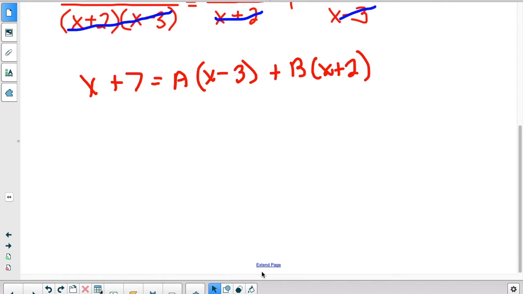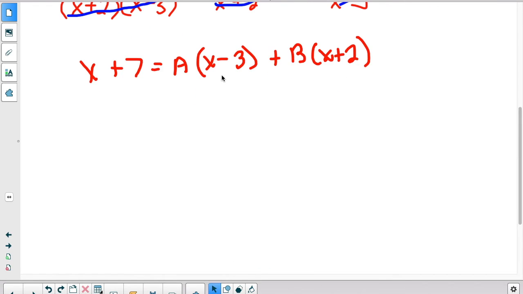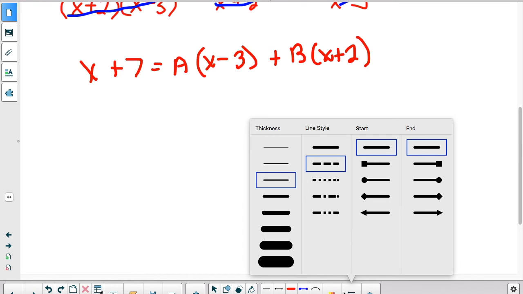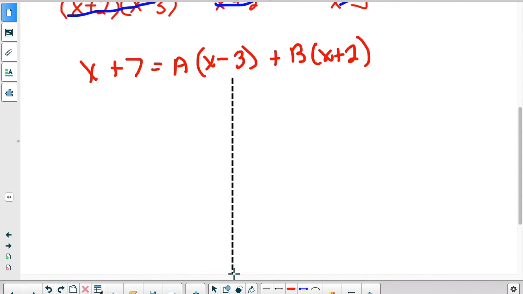Now at this point, you might be very tempted to go on and multiply these out: a times x, a times 3, b times x, b times 2. But at this point, we're going to leave this as is. We're going to leave it like this here. And I'm going to split the page in half here.